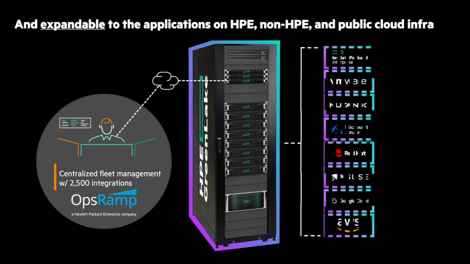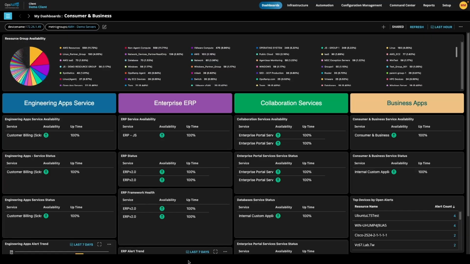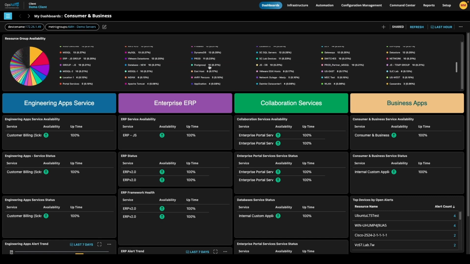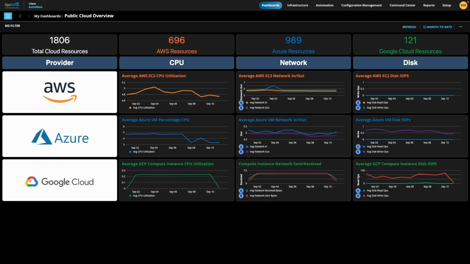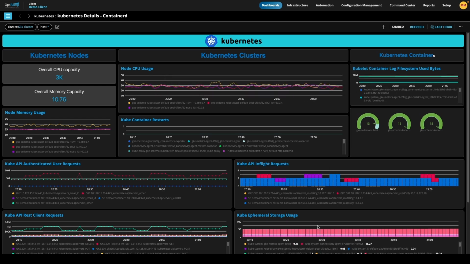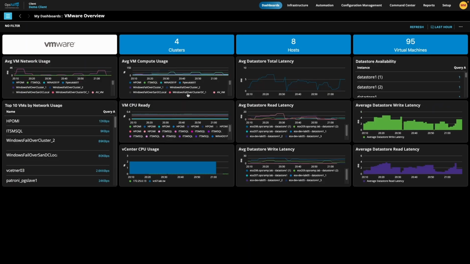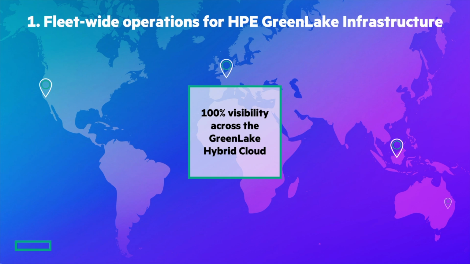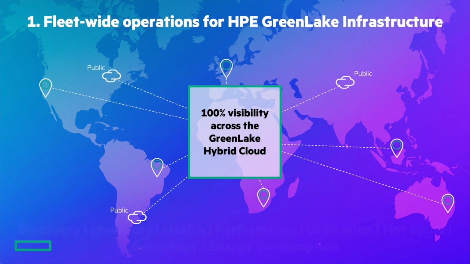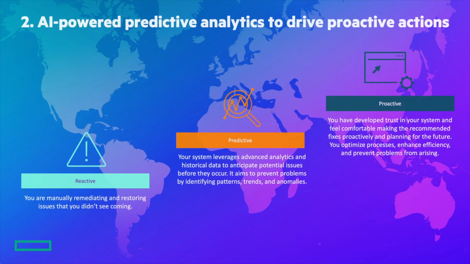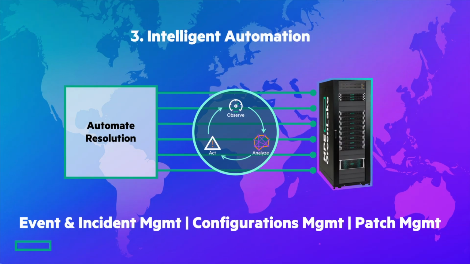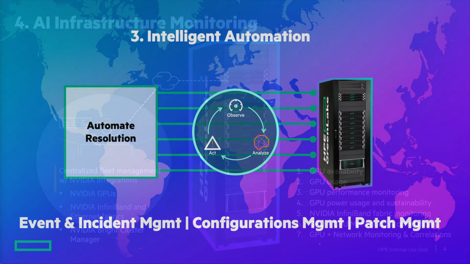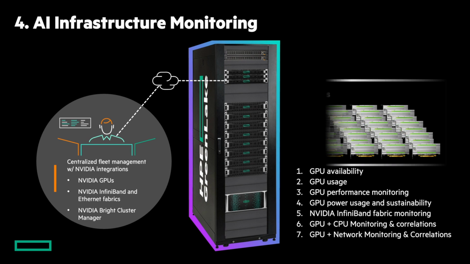HPE's Hybrid Observability Service allows users to manage both HPE and non-HPE devices to perform root cause analysis and deploy solutions across applications and hosted infrastructure. With HPE GreenLake Flex Solutions, you get 100% visibility across your hybrid cloud, AI-powered predictive analytics for your capacity management, automated issue resolution, and centralized AI infrastructure monitoring.